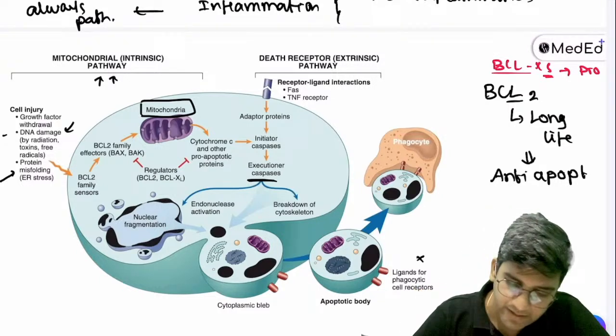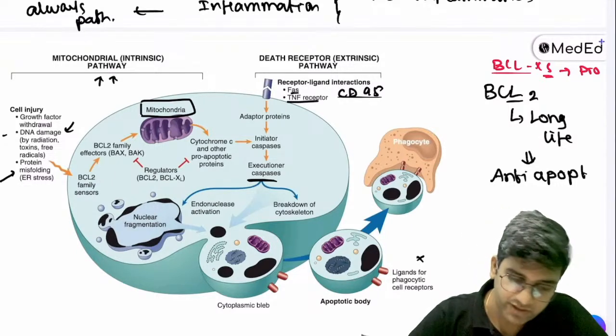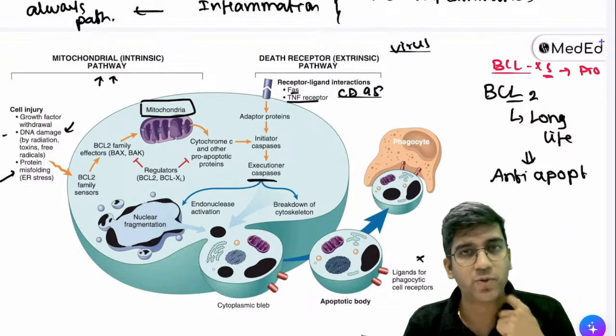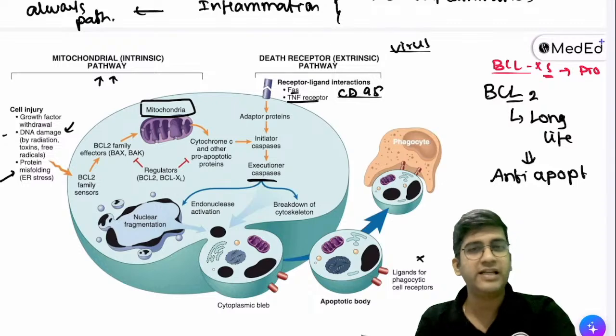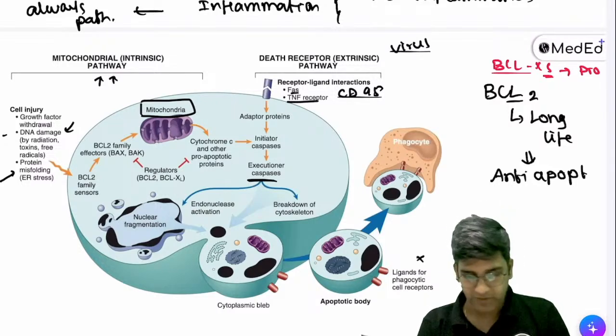At the same time, FAS ligand, this CD95 was a question, right? That's the other name for FAS. CD95 triggers via virus. Virus triggers the extrinsic pathway of apoptosis. That's how most of the cell death will happen, right? That's the very tiny part, but virus will always trigger the extrinsic pathway of apoptosis, right? Okay, so the next question.